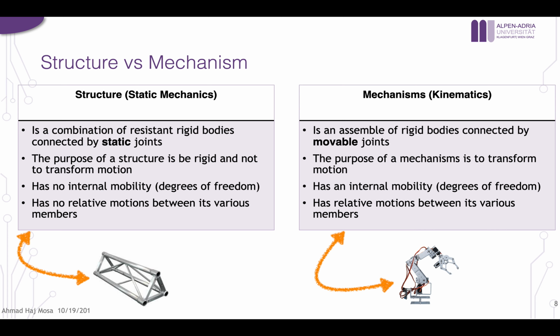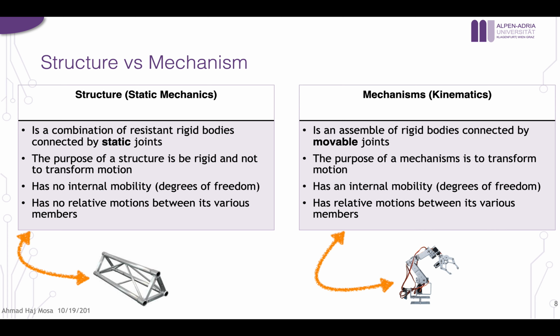An example of it, I don't know, a table, a chair, or as we see here, a structure that doesn't move basically, or actually it might move, of course, if you apply external force, but it doesn't have internal mobility.